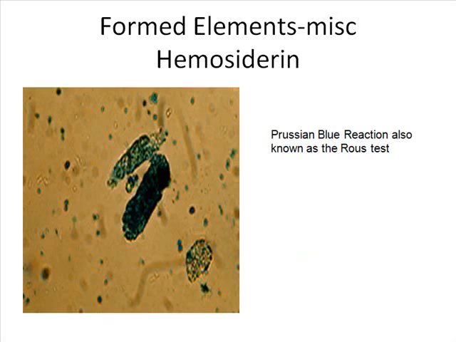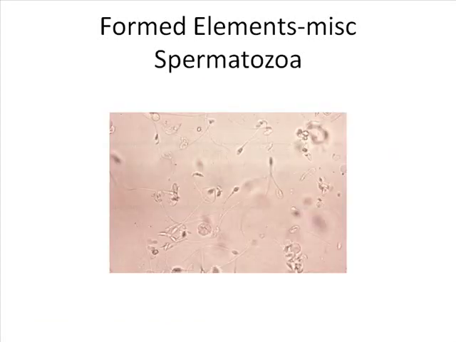Hemosiderin, you have to use Prussian blue to see it. Say if you have a patient that had a hemolytic transfusion reaction or they have hemolytic anemia, you may see that using Prussian blue. Just like in hematology, remember you use Prussian blue to see iron. That's what you're doing here, hemosiderin.